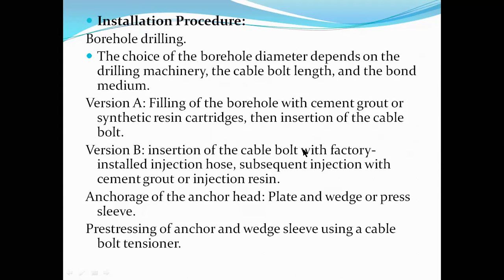And the insertion of the bolt with factory installed injection hose. See here, the first phase has two different types. One is where you have drilled one hole and inject the cementing material into it. So basically in the top right you have drilled some kind of hole, something like this, and you inject the cementing material into it. First inject the cementing material inside, then place the cable bolt into this.